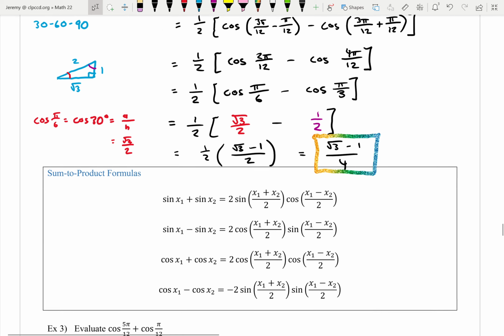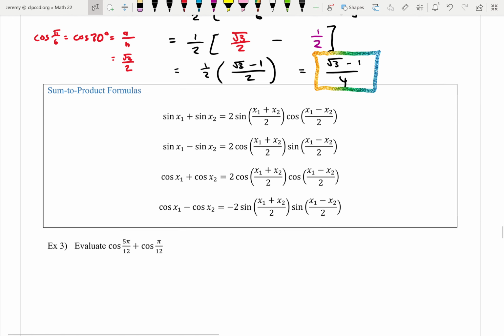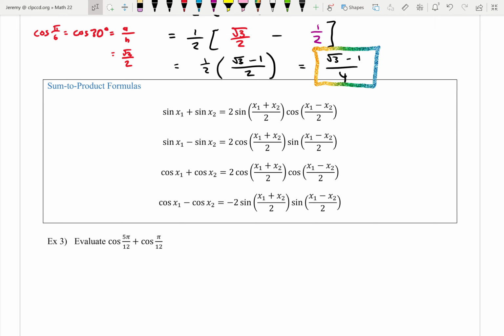All right, let's keep moving here. Now there are other times where rather than going from a product to a sum, we might want to go from a sum to a product. And we have formulas for that as well. So here they are right here. I won't talk about the derivations. If you want to know about them, you can ask me in class.